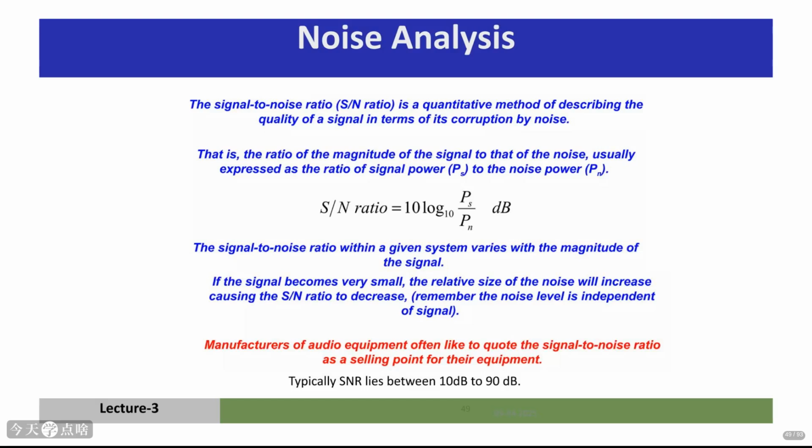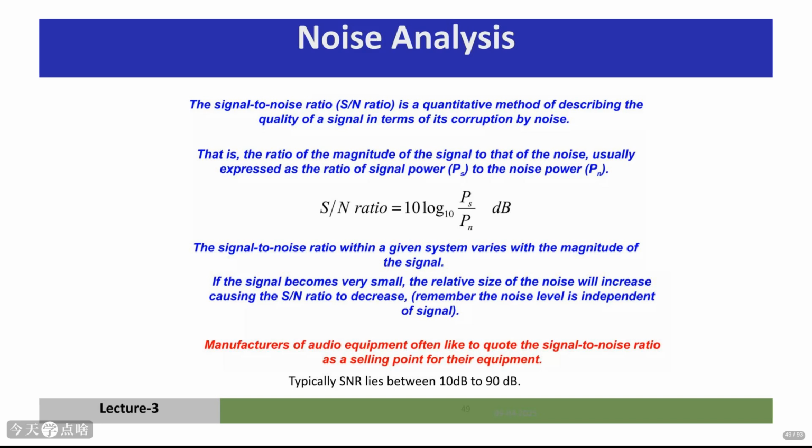Mathematically, SNR is often expressed in decibels, dB, as 10 times the logarithm base 10 of the signal power divided by the noise power. The formula is SNR equals 10 times log base 10 of P sub S divided by P sub N, where P sub S is the signal power and P sub N is the noise power. Remember, the noise level is generally independent of the signal strength.